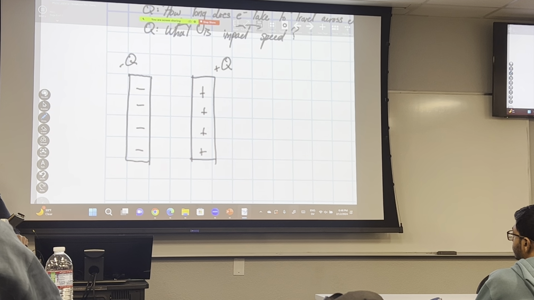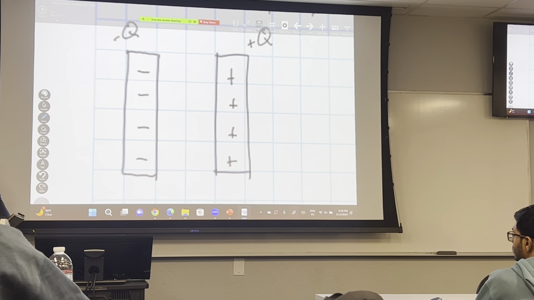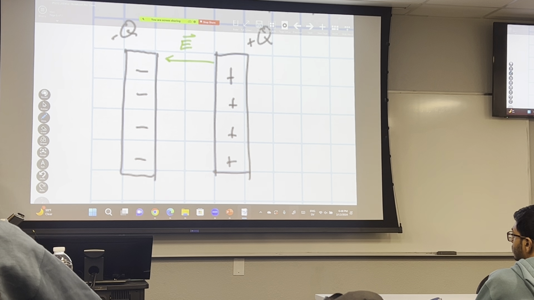What is the electric field going to look like? The electric field goes from the positive to the negative. And in between, we can approximate it as uniform, so a single line will denote everything that we need to know.